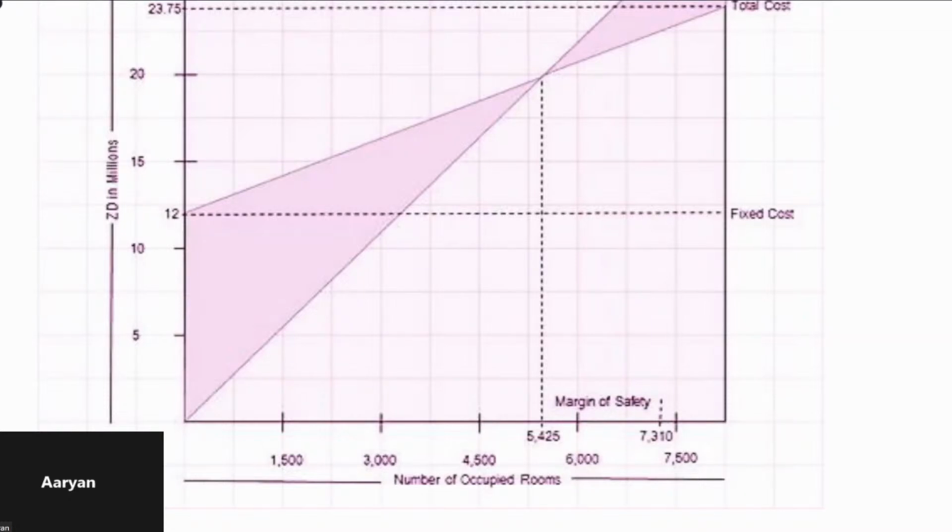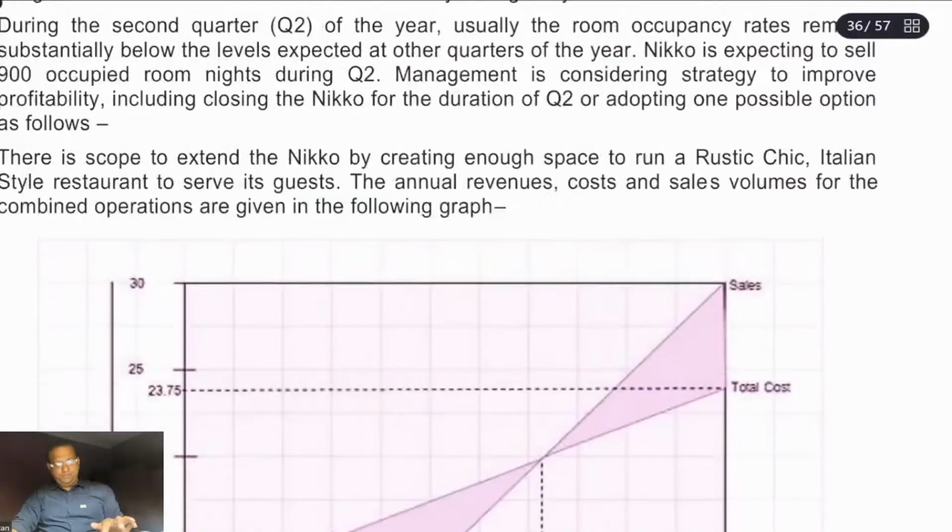Very good, Karthik, beta. That one of the interpretation of the graph. Very good. Chalo beta. So let's start interpreting this question.